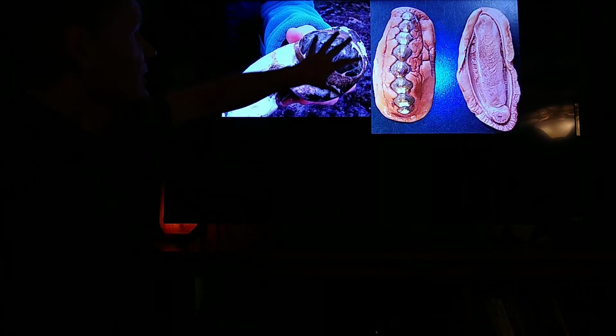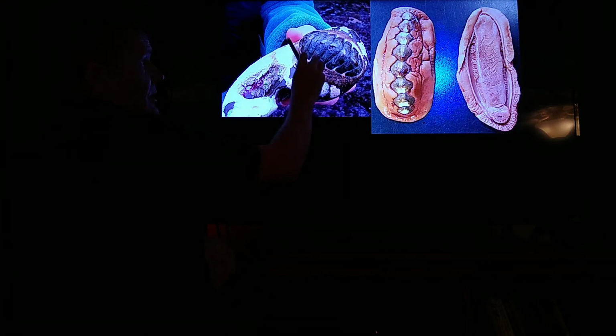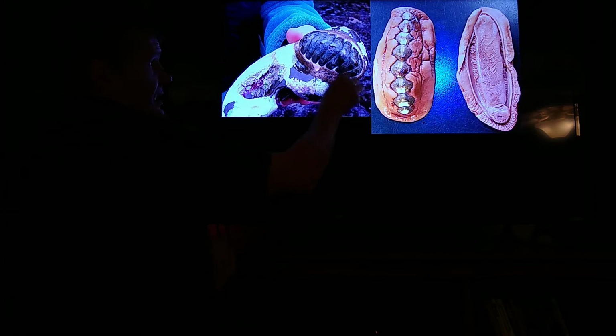So here's one stuck to a rock. This person is holding a rock. There's the person's thumb right there. And here's a chiton stuck to a rock. Polyplacophorans, chitons.